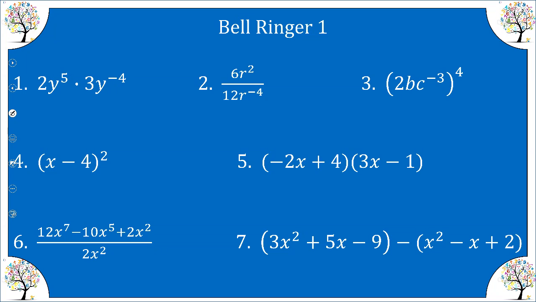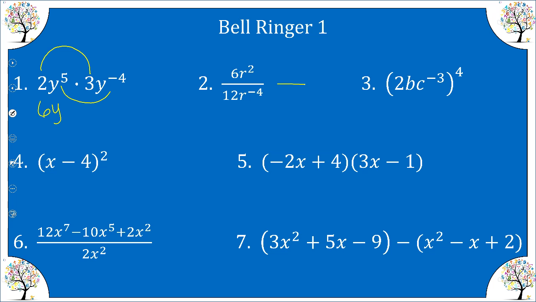Okay, here we have our power rules for 1, 2, and 3. Number 1, we're going to use the product rule, which says we're going to add exponents when we are multiplying variables that are the same. So first we're going to do 2 times 3 and get 6. And then we're going to combine y to the 5th and y to the negative 4, which gives me y to the positive 1. So 6y is your answer.